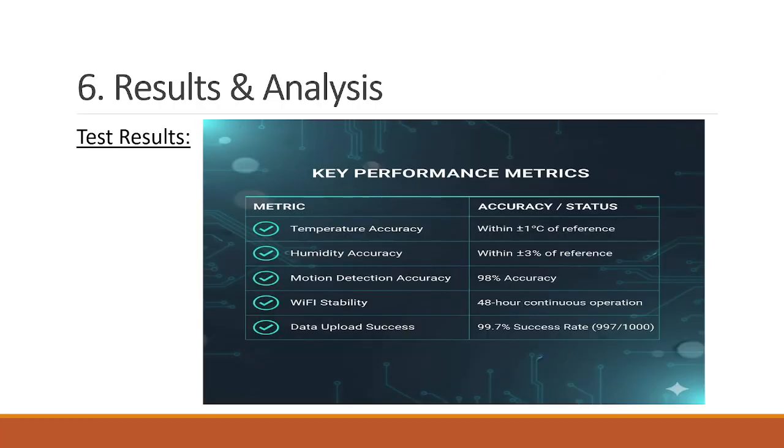Results and analysis. We conducted extensive testing over 1 week. Temperature readings were verified against a commercial thermometer with accuracy within plus or minus 1 degree Celsius. Humidity measurements matched reference devices within plus or minus 3%. Motion detection had a 98% accuracy with 2% false positives from environmental factors. Wi-Fi connectivity remained stable for 48-hour continuous operation. Data upload success rate was 99.7% with only three failed transmissions out of 1,000. These results demonstrate system reliability.